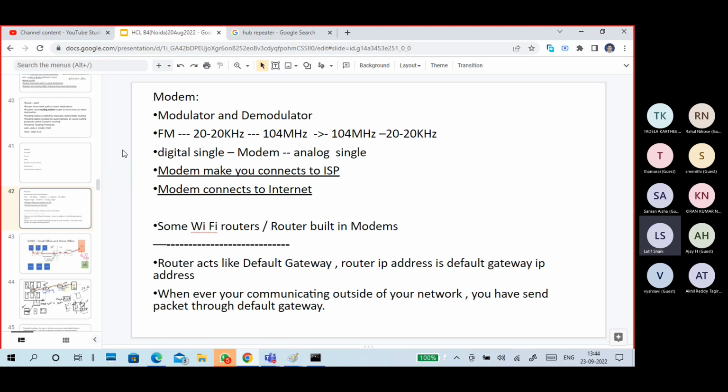Nowadays, we have Wi-Fi routers, and in routers we are getting built-in modems. You purchase a Wi-Fi router. Sometimes there are pure Wi-Fi devices, like a Wi-Fi access point. But the Wi-Fi routers we generally use for internet contain a built-in modem.